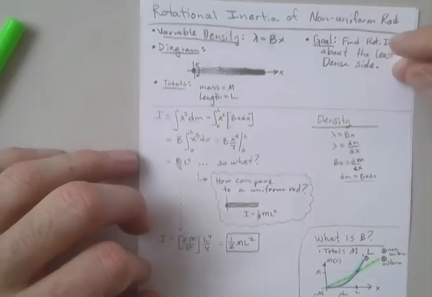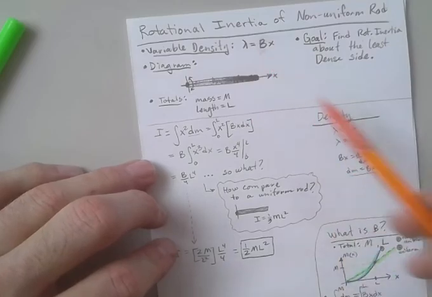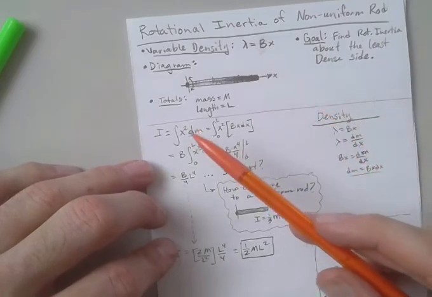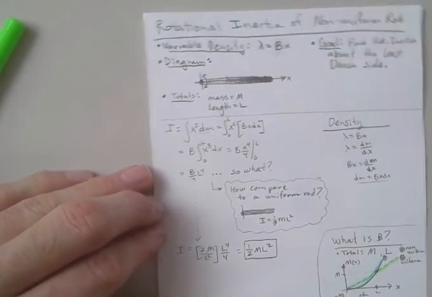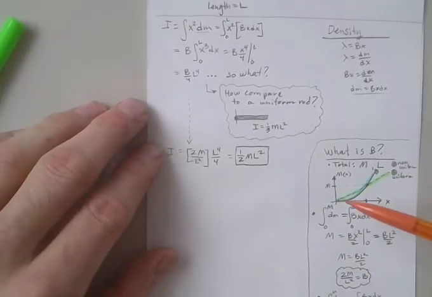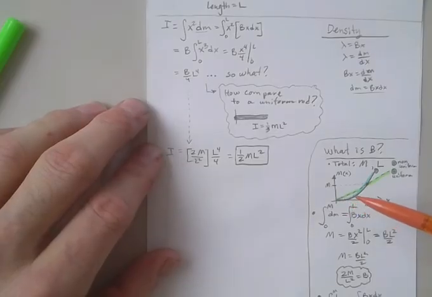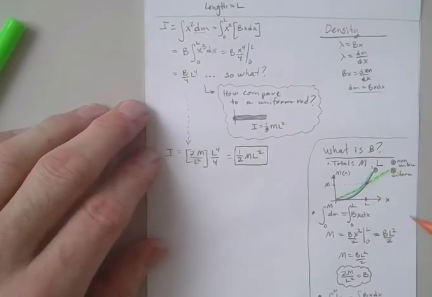Cool. So this walked you through how to take a non-uniform density and apply that to our foundational equation for how we calculate rotational inertia. And here's some additional insights for how the total mass of the rod would change as we get further out. The longer it gets, the more massive our non-uniform rod is getting.